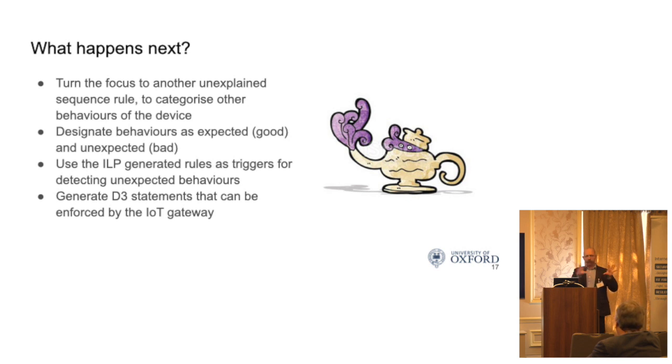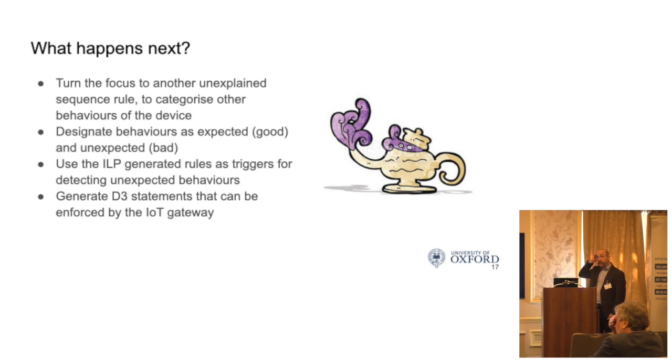There are no labels on the data. This is one of the real challenges with cybersecurity defense: we've got lots of data but we don't have any labels on it, and in fact the class labels, good or bad, to a first approximation, everything's good. So after this analysis, one might be able to put some labels on there, and hopefully then we can use the generated rules for triggering the detection of unexpected behaviours and generating the D3 statements.